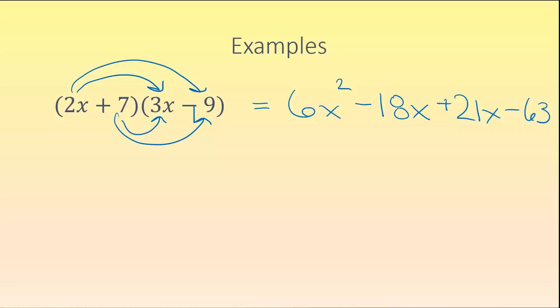And of course, we're going to want to combine the middle terms, which gives me 6x squared plus 3x minus 63. And we've done it.